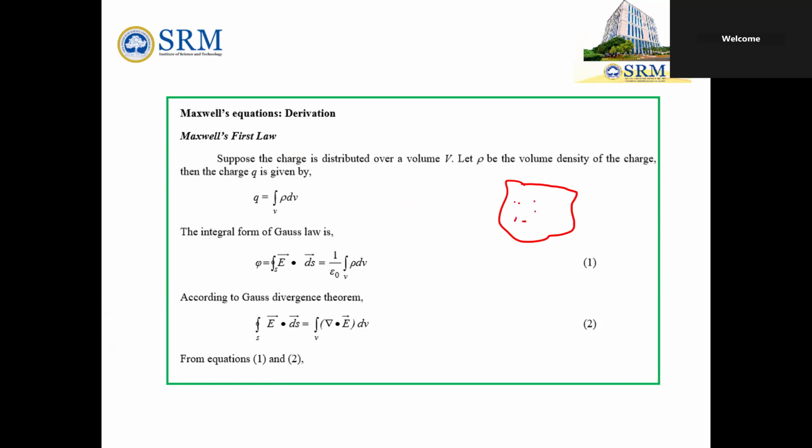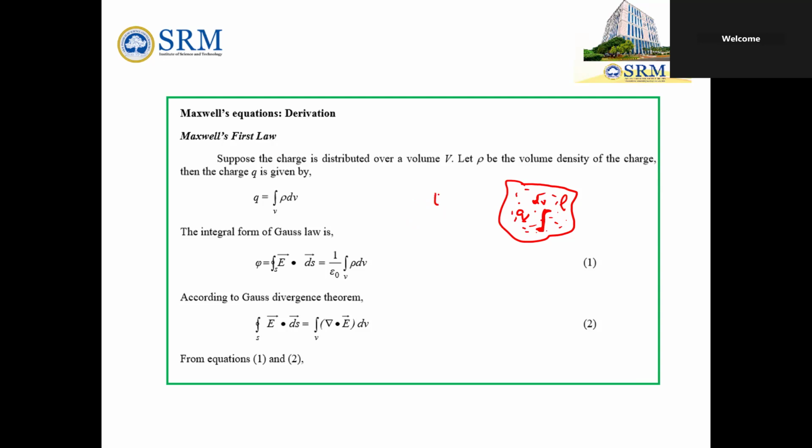Now the charge is enclosed in the sphere. The charge is Q, the density of the charge is rho, and the volume is V. We consider only a small point, dV. Therefore, Q is the total charge enclosed in the sphere, which means we use integration: Q equals the volume integral of rho dV. This is the integral form of the Gauss law, as we know very well.